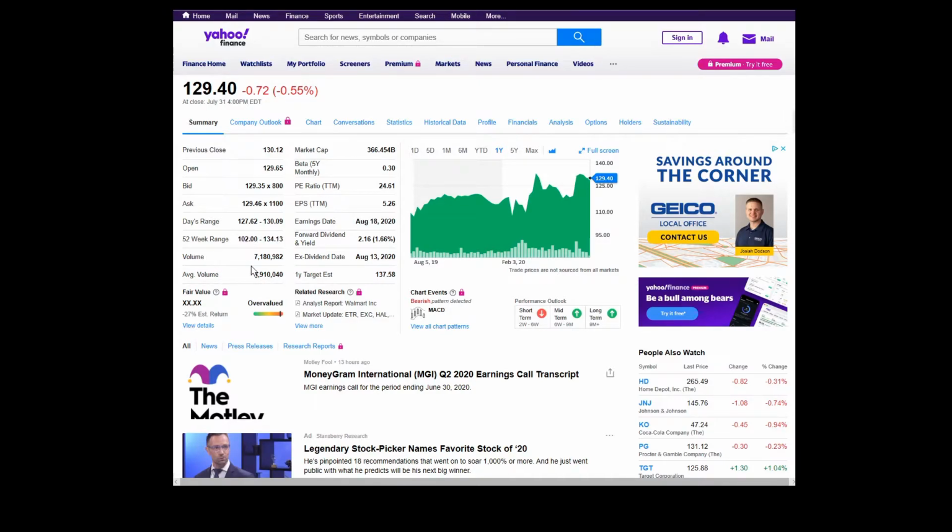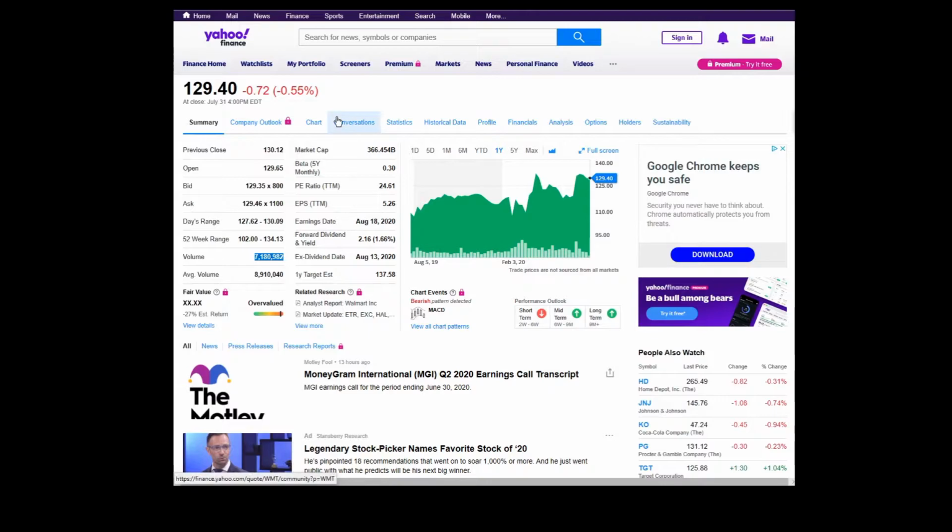Now let's talk about volume. Volume is simply the number of shares that changed hands in one day. So of the amount of shares that were bought and sold on Friday, there were 7.2 million. So volume is something you use just to see how often people are trading these stocks. Right now, this one trades pretty often because 7 million shares are changing hands.